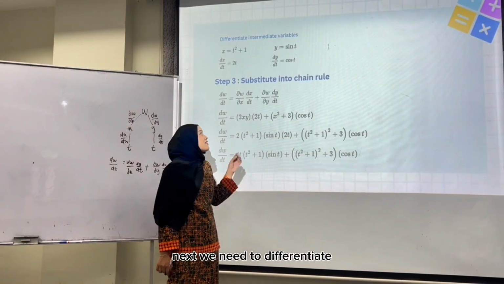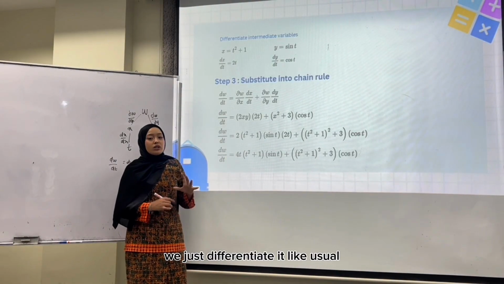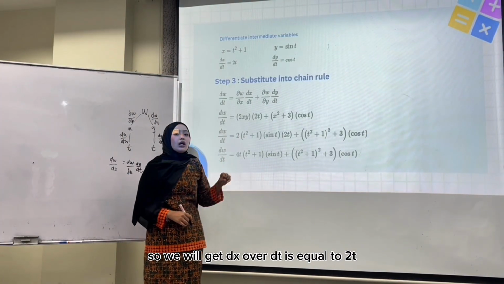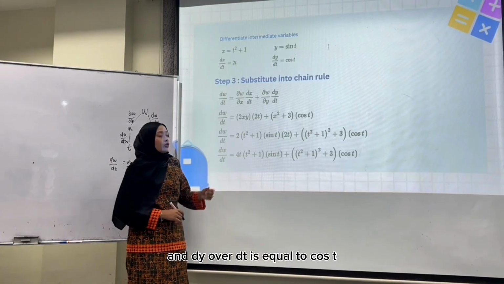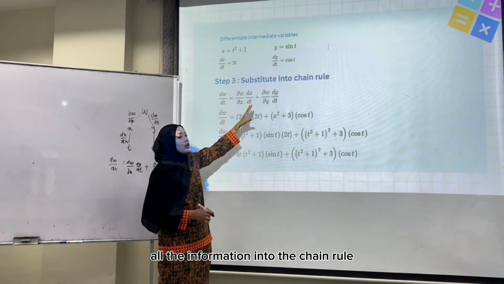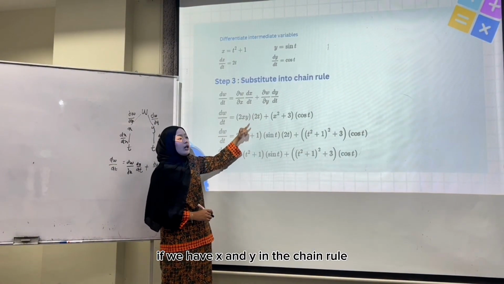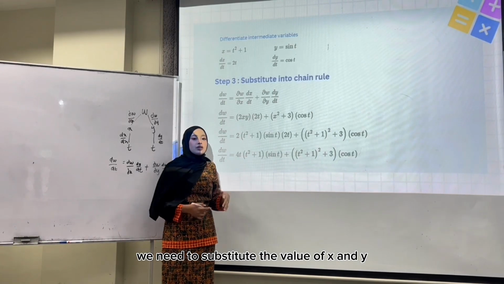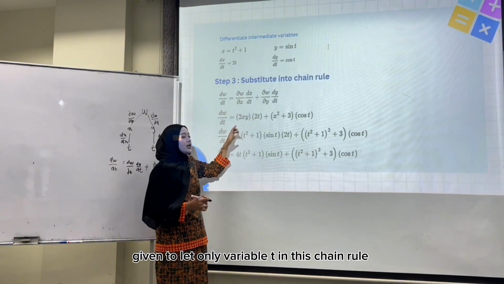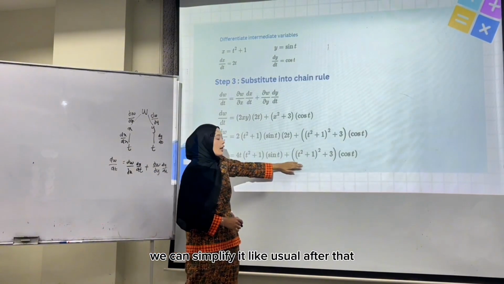Next, we need to differentiate the intermediate variables that we have, which are x and also y. We just differentiate them like usual. So we will get dx over dt is equal to 2t and dy over dt is equal to cos t. After gathering all the information, we just have to substitute it all into the chain rule. If we have x and y in the chain rule, we need to substitute the values of x and y given, so that only the variable t is left in this chain rule. We can simplify it like usual.